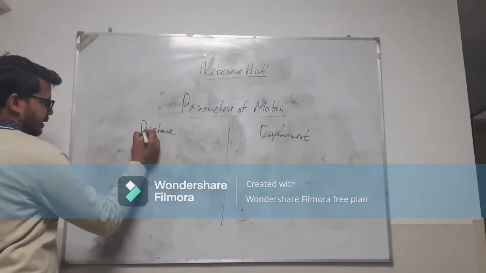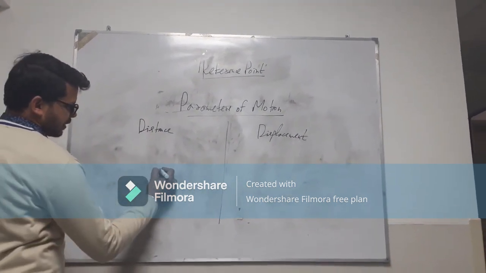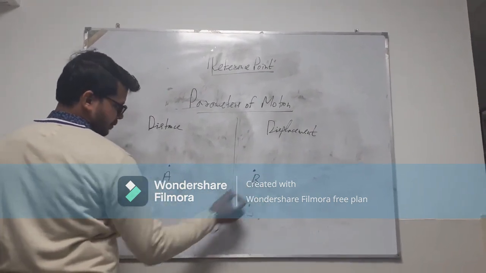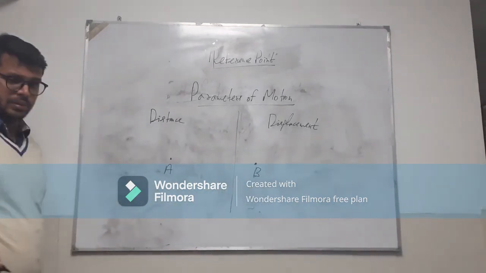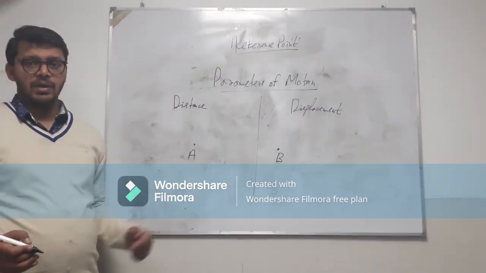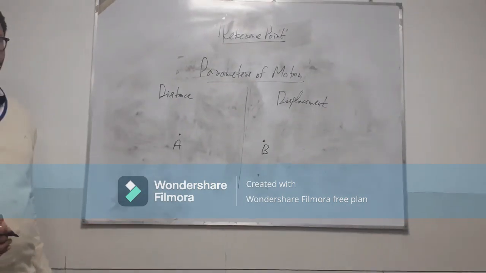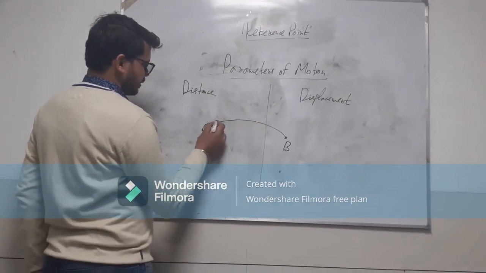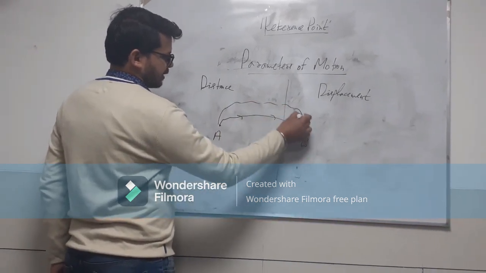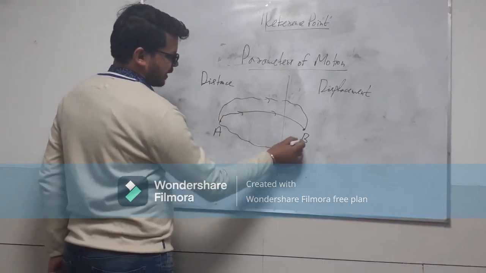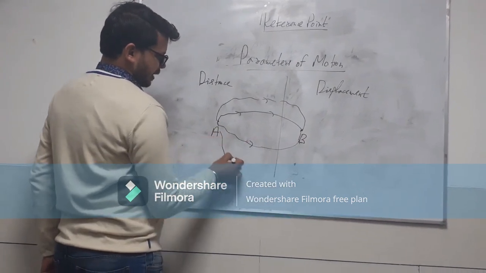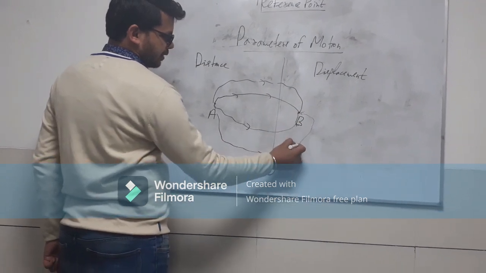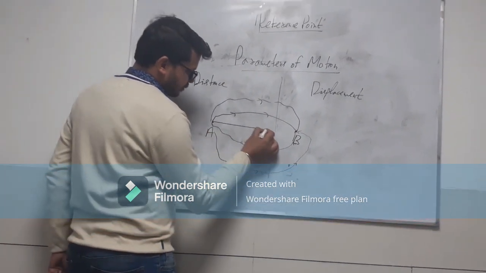So distance. Suppose these are two points, A and B. How can I reach point B? See, I can move like that. I can move like that, and like that. I can move like that also.